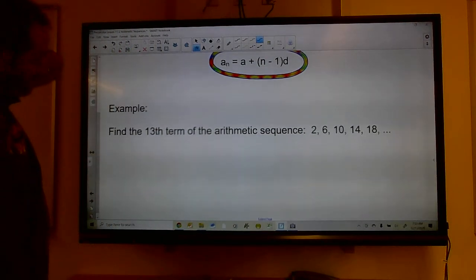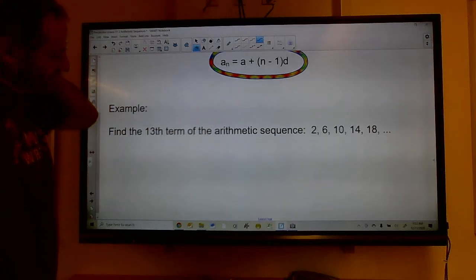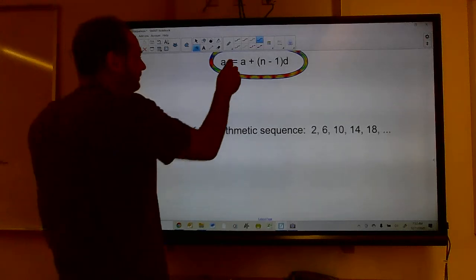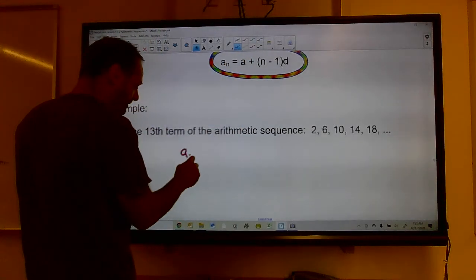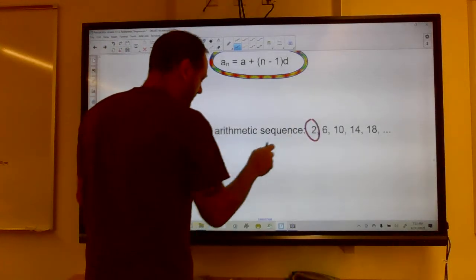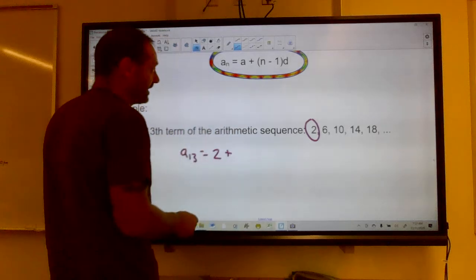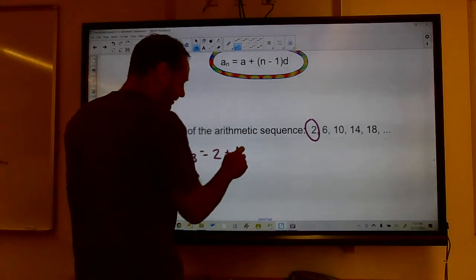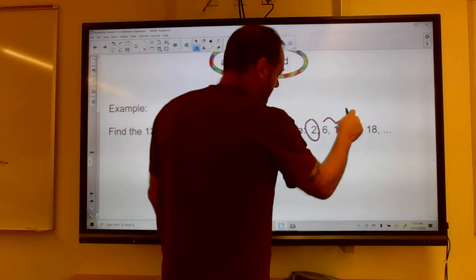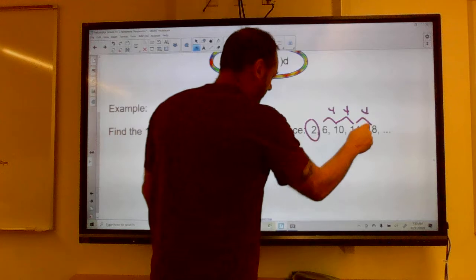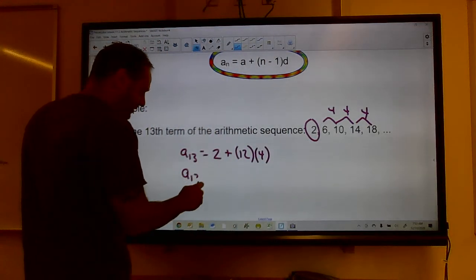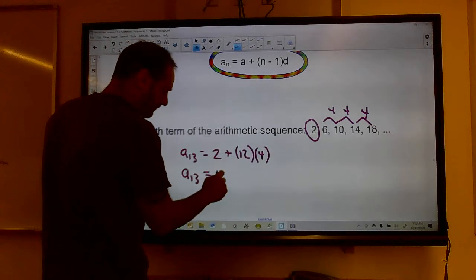So for example, find the 13th term of the arithmetic sequence 2, 6, 10, 14, 18. So a sub 13 is going to equal the first term, which is 2. So 2 plus n minus 1, which is going to be 12 common differences. And if I look here, the common difference is 4 everywhere. So that's 4 right there. And then the 13th term is going to be 48 plus 2, which is 50.